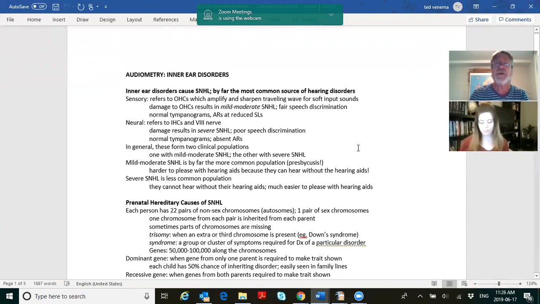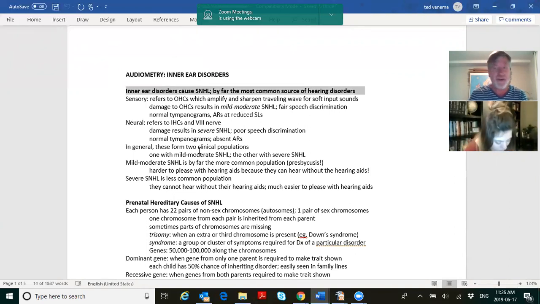Audiometry, inner ear disorders. Here we go. Inner ear disorders cause sensorineural hearing loss, by far the most common source of hearing loss. So read that sentence carefully and put a star by it. 95% of hearing loss is inner ear hearing loss. Only 5% of hearing disorders are outer and middle ear disorders.